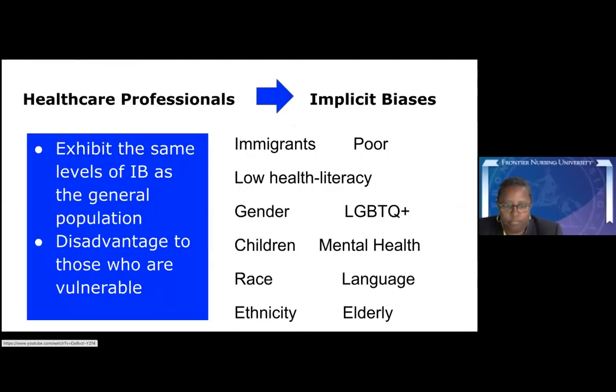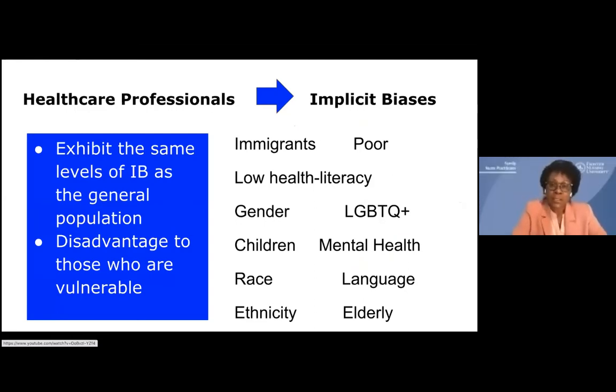Thank you for sharing. So the literature tells us that healthcare professionals exhibit the same levels of implicit bias as the general population. You know, as healthcare professionals, clinicians, healthcare workers, we all take an oath to do no harm. And we all explicitly will state that we want the best for our clients. Yet there are groups of individuals who are at a greater disadvantage than other populations. And a few of them are listed here.